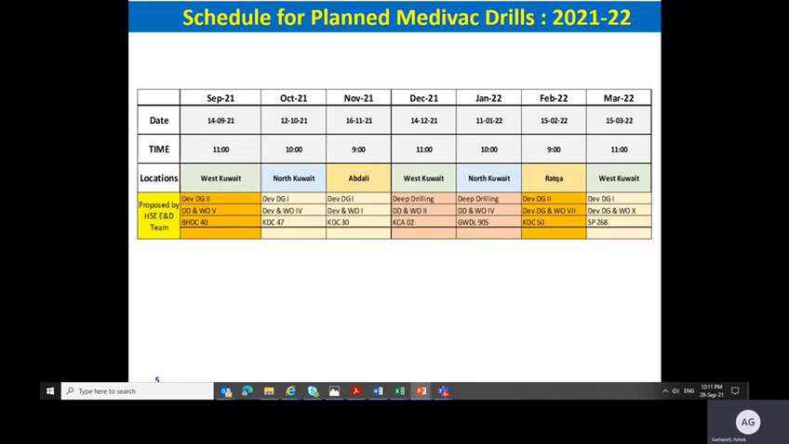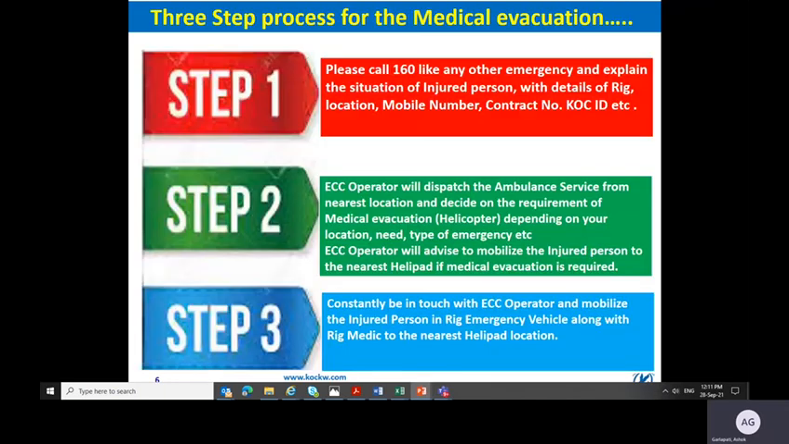We just want to highlight the 3-step process in requesting medical evacuation through helicopter. Step 1 is please call 160 like any other emergency and explain the situation of the injured person with details of rig, location, mobile number, contract number, and company ID.